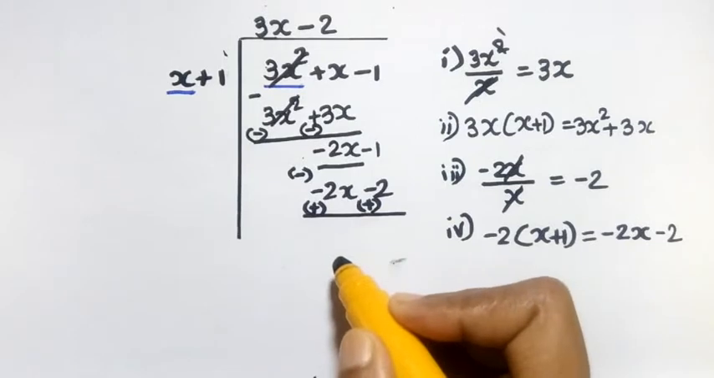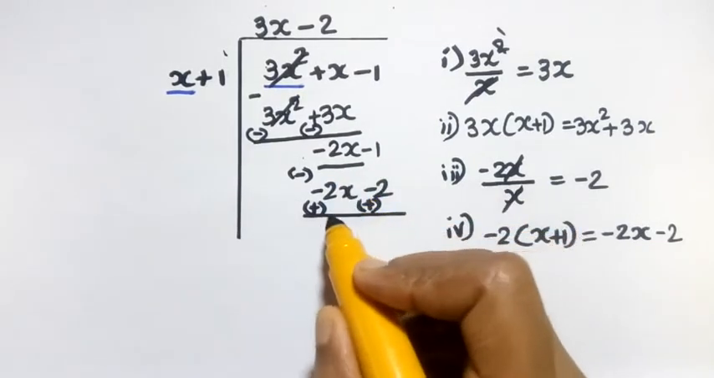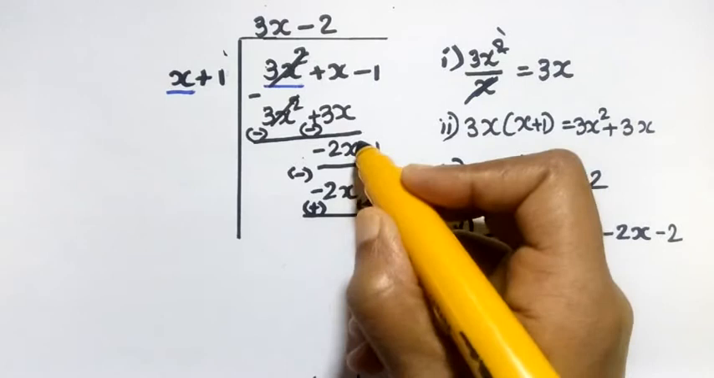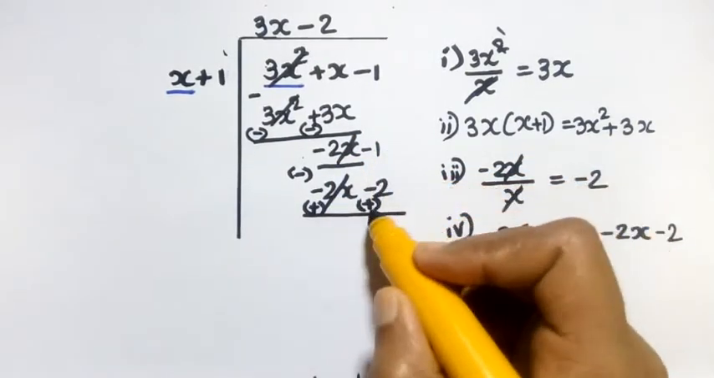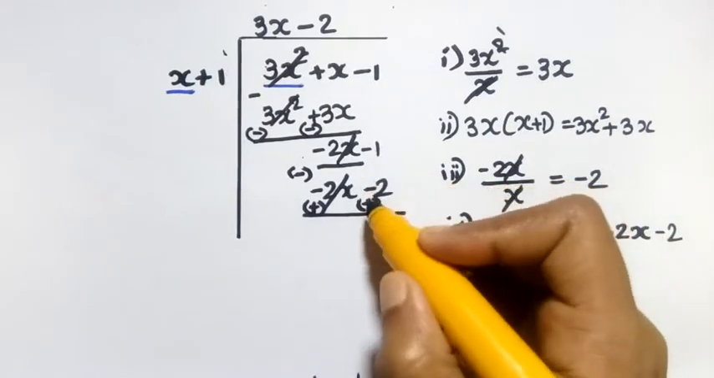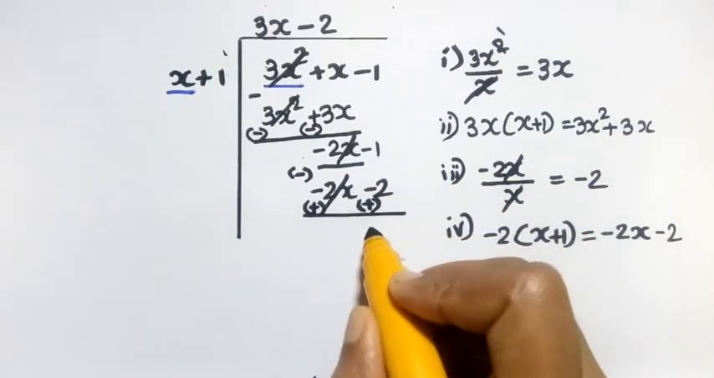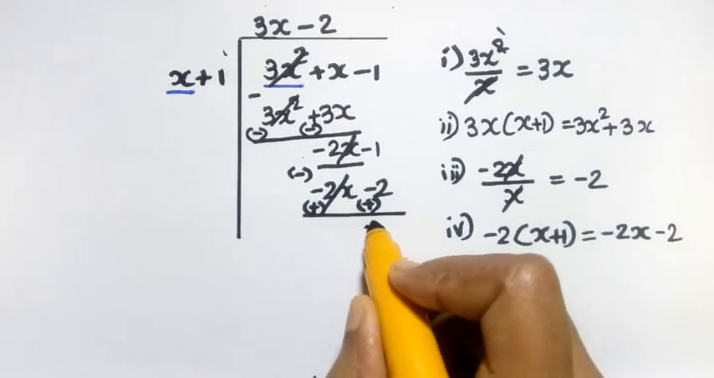Now, apply the subtraction. Minus 2x plus 2x, 0, it will cancel. Next, minus 1 plus 2. What is minus 1 plus 2? Yes, minus 1 plus 2 is equal to plus 1.